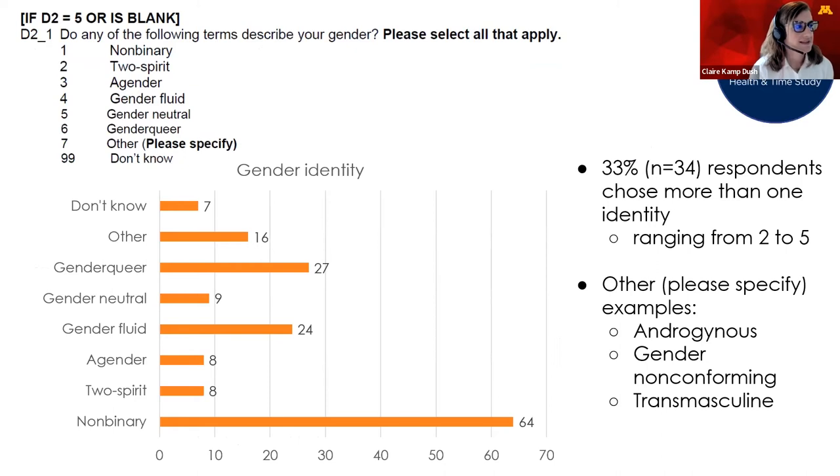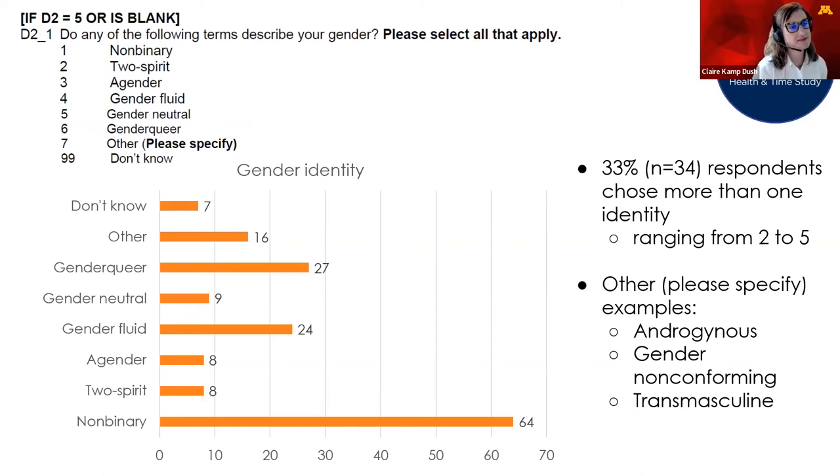For those folks that said they were another gender, about 98 folks, I think, we gave them the options to say, do any of these terms describe your gender? And here you can select all that apply. So we have non-binary, two-spirit, agender, gender fluid, gender neutral, gender queer, other, don't know. And if they said other, we asked them to specify.